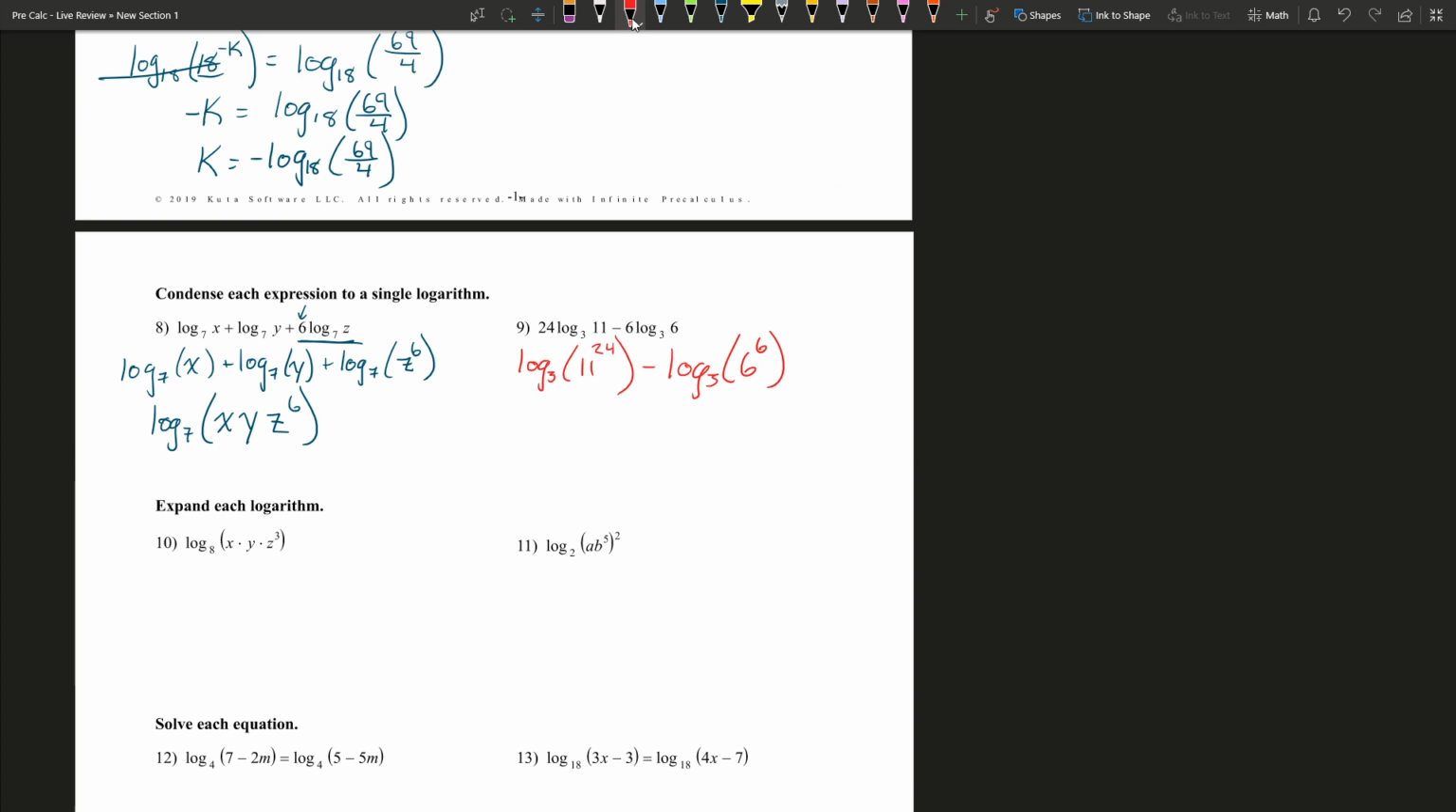Then we have a difference of 2 logarithms with the same base. So we're going to use the quotient property. What the quotient property says is if we have a difference of 2 logs with the same base, we can take a single log of the quotient of 2 things. And I would expect you to get this far. You don't have to carry out 11 to the 24th or 6 to the 6th.